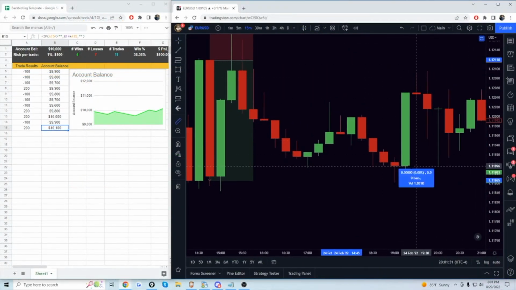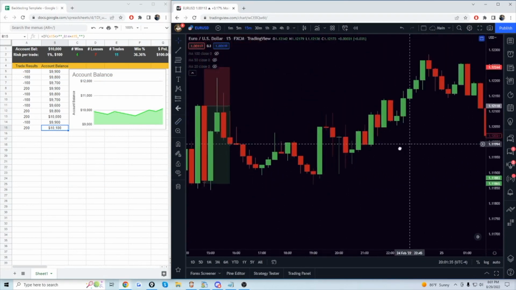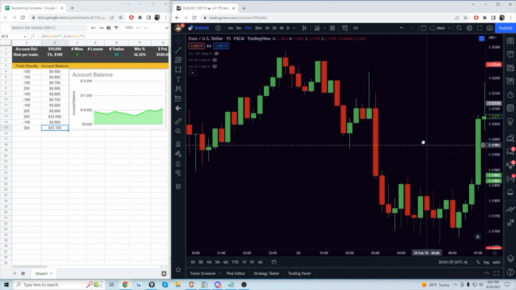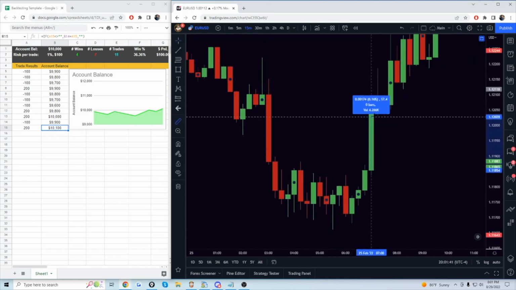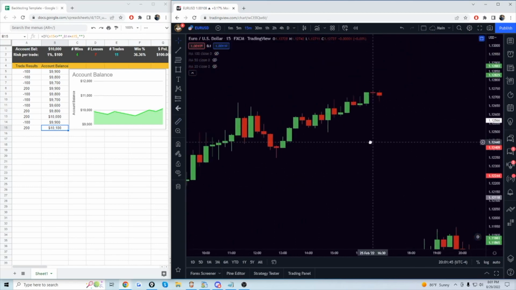Let's see, is this a candle entry? Nope, 15 pips, so that one doesn't count. We'll continue our search. What about right here? Nope, not quite. What about this candle? Nope, not quite. Again, we need that big spike.